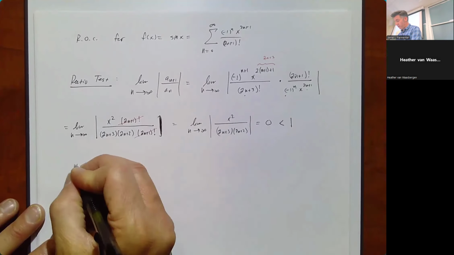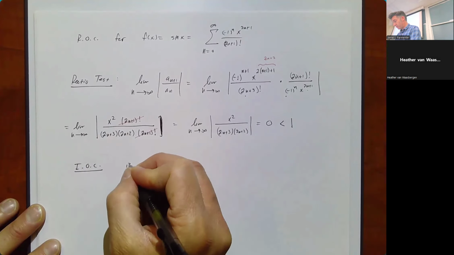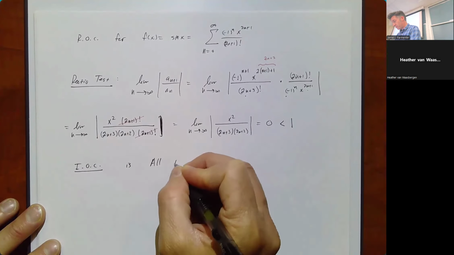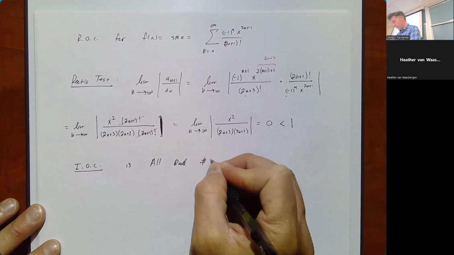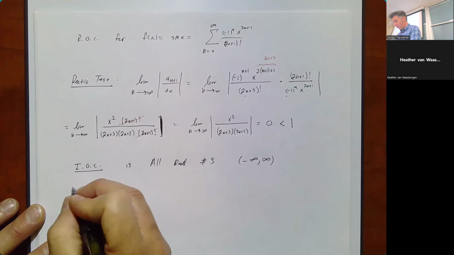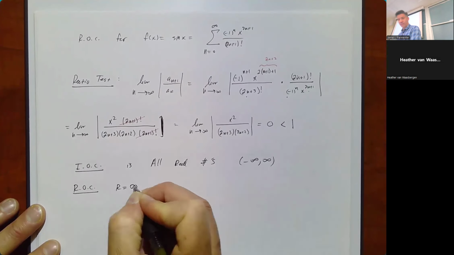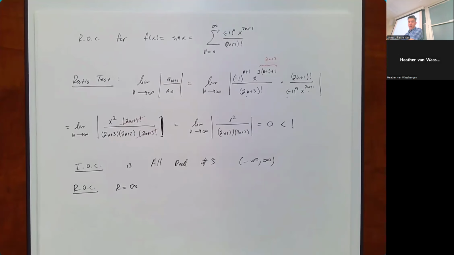So our interval of convergence is all real numbers, which I would typically write as the interval from negative infinity to infinity. And our radius of convergence is r equal to infinity. And that's true for sine and for cosine.